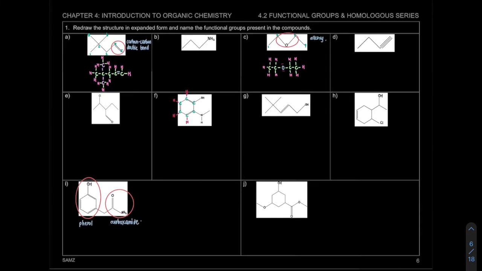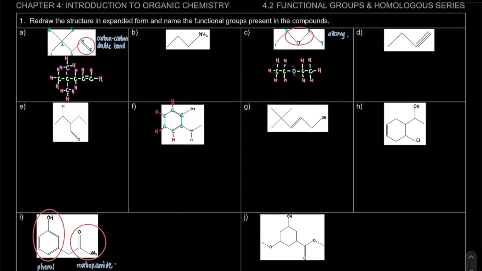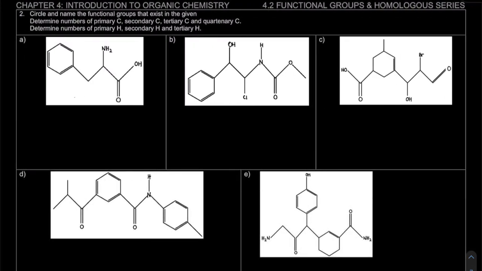So that's it, the question for examples on page 6. Okay, on page 7, it's quite a lot. This is actually where you have to draw the functional group that exists. This is what we have in 4.1. Determine the number of primary, secondary, tertiary, quaternary carbon, and primary, secondary, and tertiary hydrogen. So let's look at example A here.